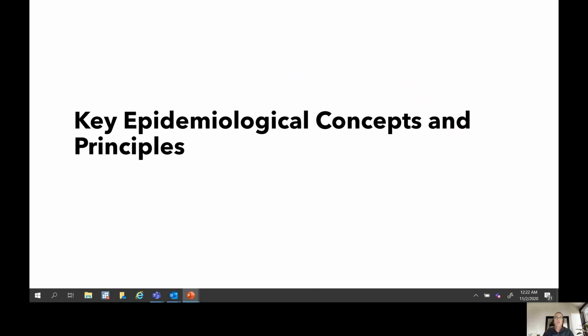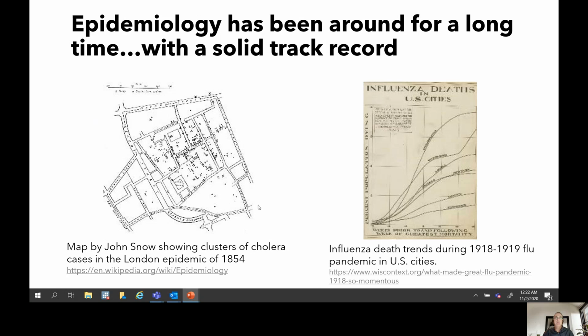So now we'll turn to reviewing some key epidemiological concepts and principles. Epidemiology has been around for a long time too, and it has a pretty solid track record. Some of the pioneering work was done by John Snow, who's considered one of the founders of epidemiology, and not the same guy who stars in Game of Thrones, but nevertheless, quite a figure.